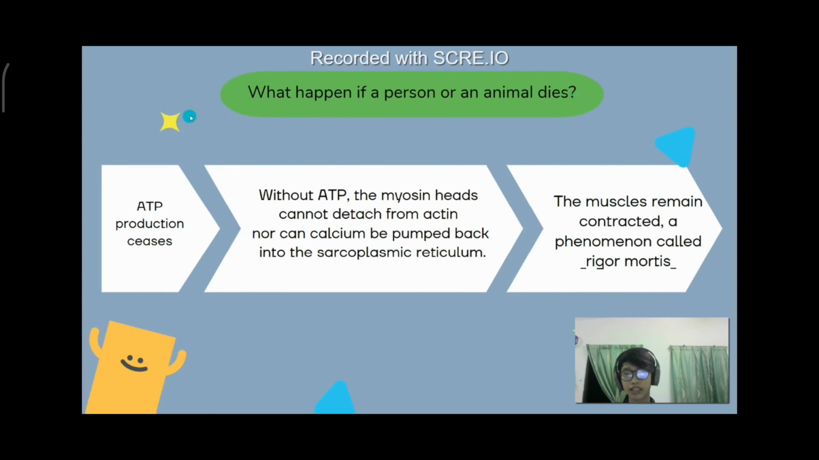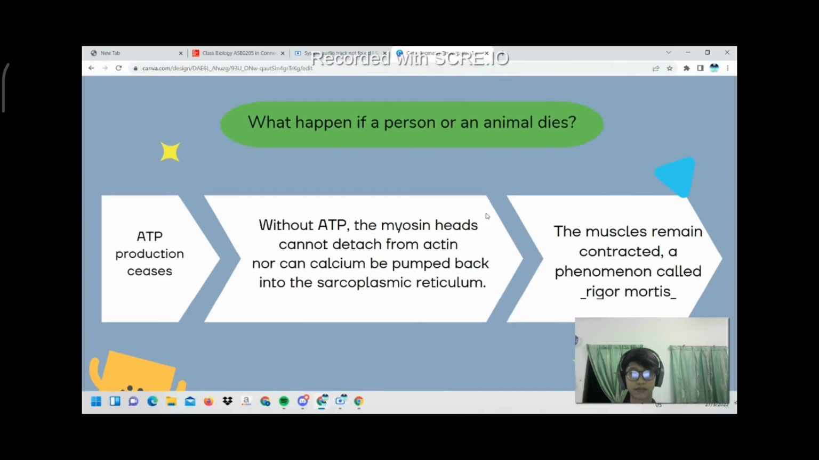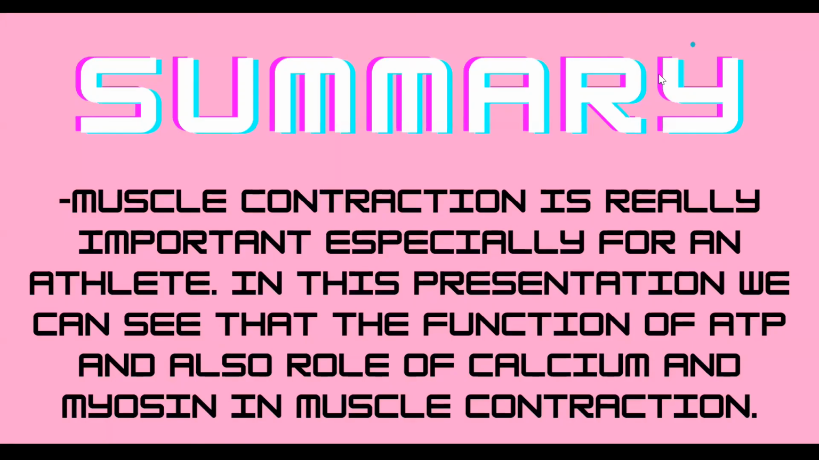So the last part: what happens if a person or an animal dies? First, ATP production will cease, so without ATP, the myosin heads cannot detach from actin, nor can calcium be pumped back into the sarcoplasmic reticulum. And thus the muscles remain contracted. This phenomenon we call rigor mortis.